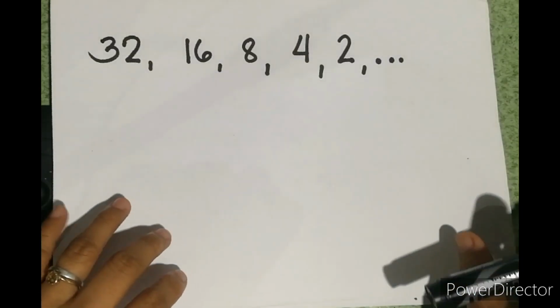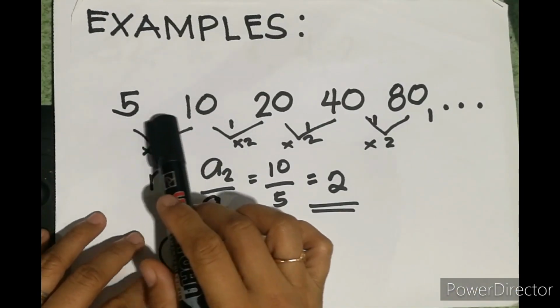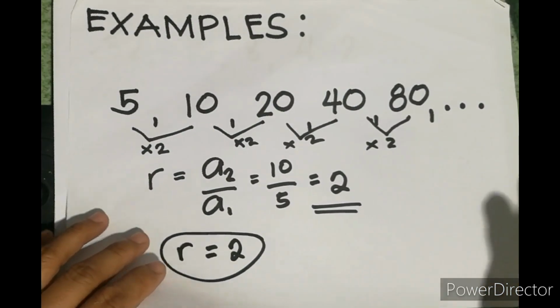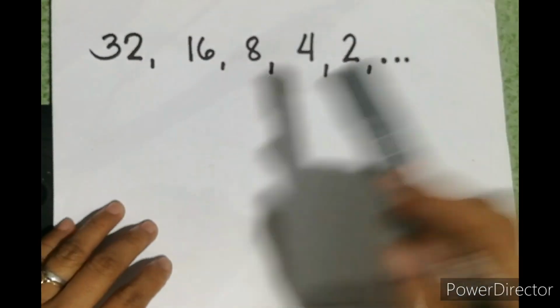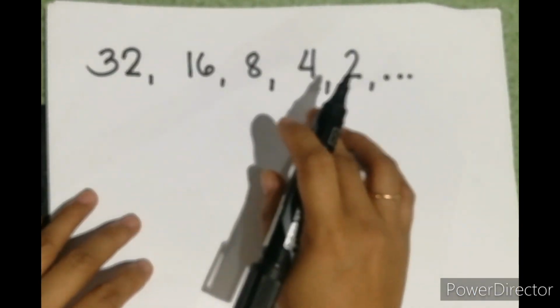Ito naman kita sa ating ikaduhang example. Kung imo nakita kagina ang ating example number 1, medyo increasing siya: 5, 10, 20, 40, and 80. This time, itry naman natin ang decreasing. Sige, decreasing numbers, a set of numbers: 32, 16, 8, 4, and 2.